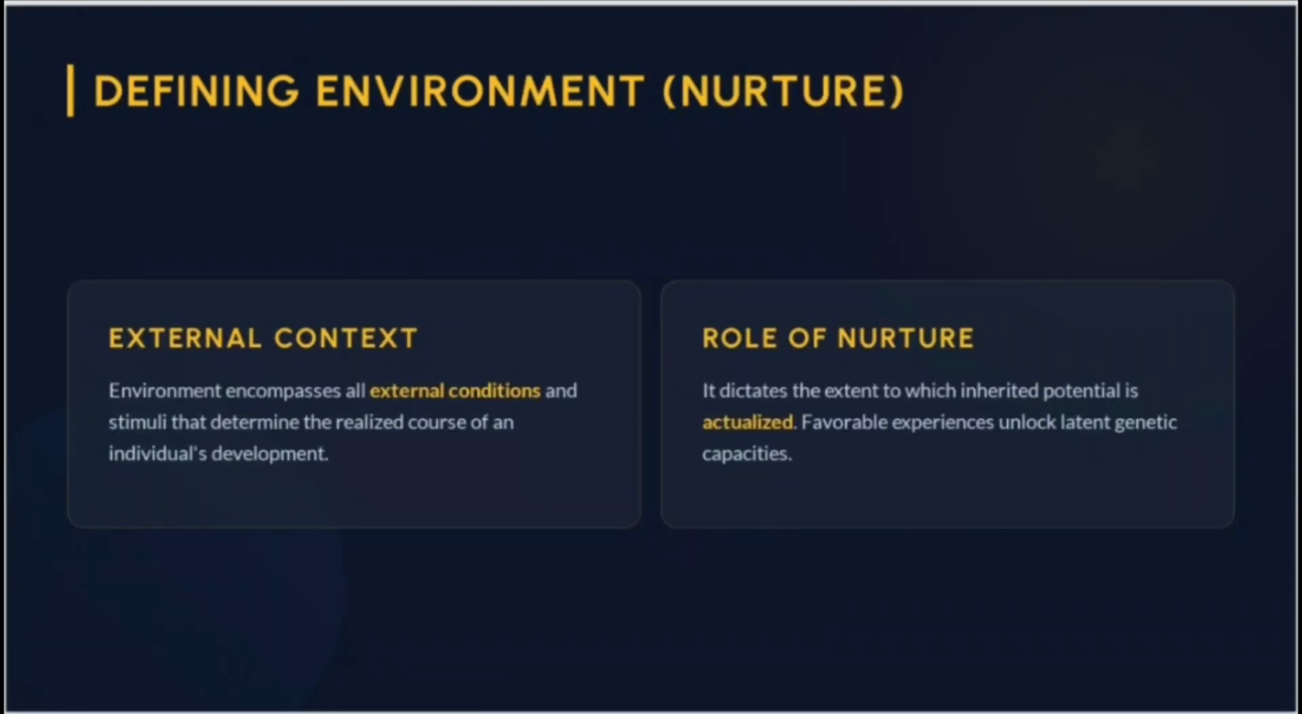Now let's flip the coin. This slide introduces the environment, also known as nurture. If heredity is the seed, the environment is the soil, water, and the sunlight. It includes every single external condition, stimulus, and experience that shapes a child from womb to tomb. While heredity sets the potential, it is the environment that decides how much of that potential is actually unlocked. Favorable experiences open up hidden genetic capacities.